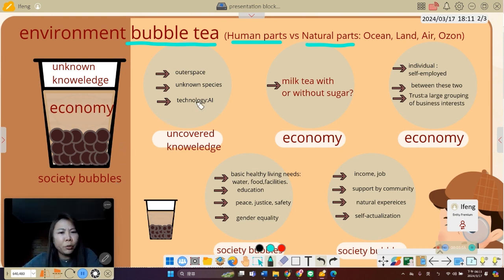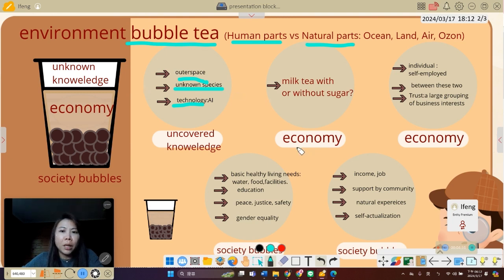So first part, uncovered knowledge. I mean the unknown knowledge, which I'm concerned about in outer space. Maybe you think it's not part of our Earth, but I do believe that outer space is connected with our planet, and there are still some unknown species, and there is still some technology we are still researching. So for this part, being blank means staying humble. As human beings, we should stay humble.